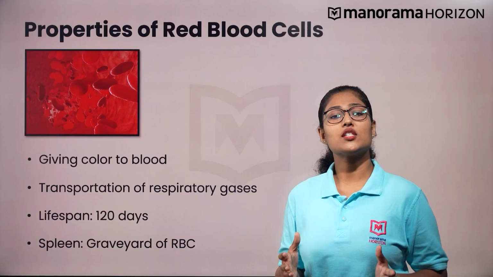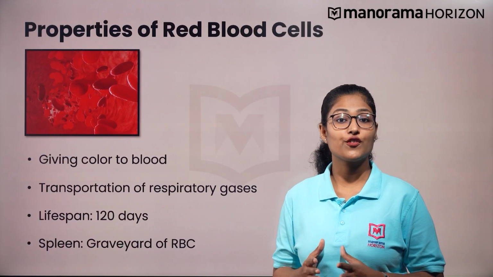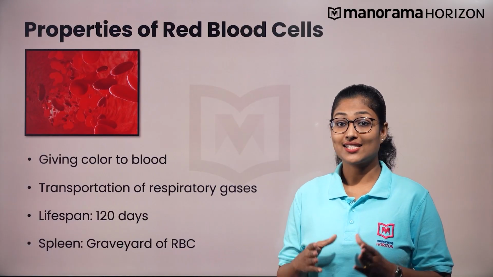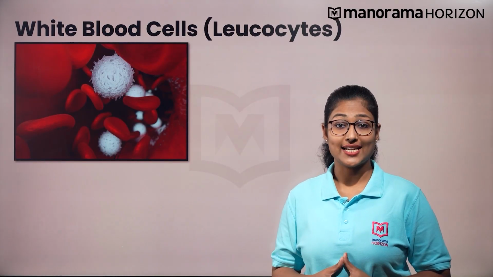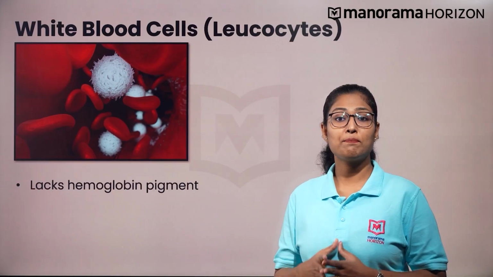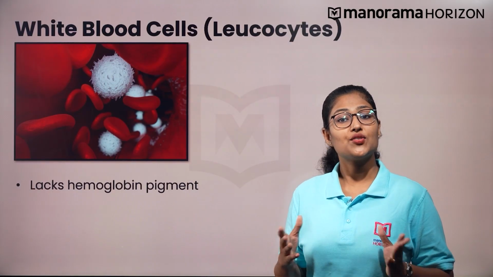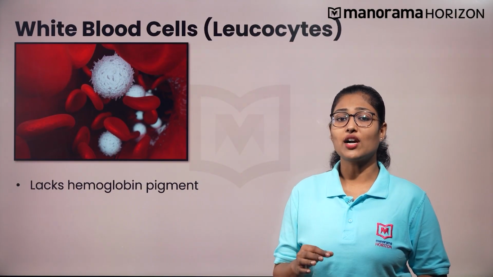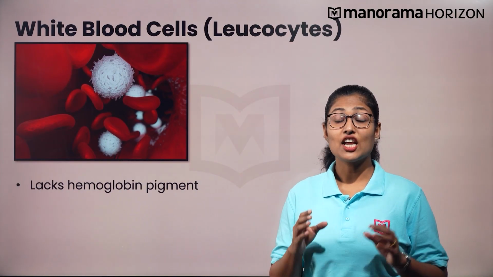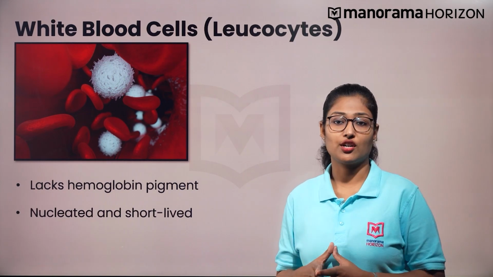Next, let us focus on the next component of formed elements. That is the white blood cells. White blood cells or leukocytes lack the hemoglobin pigment and they appear transparent or colorless. Looking into the structure, these cells are nucleated and short-lived.